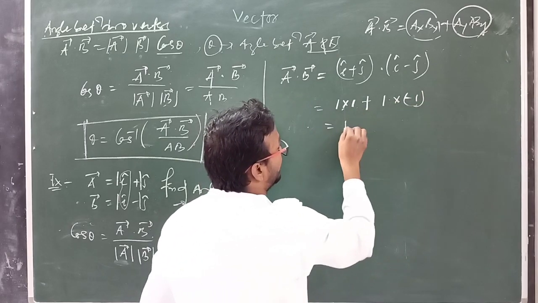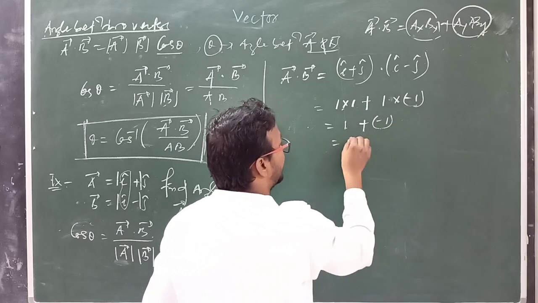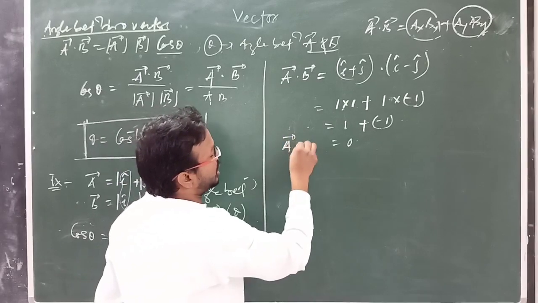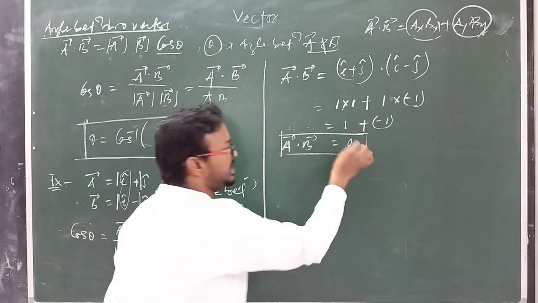Then solve 1 into 1 plus 1 into minus 1. The answer will be how much? That is 0. So a dot b is here 0. So we get the value 0.